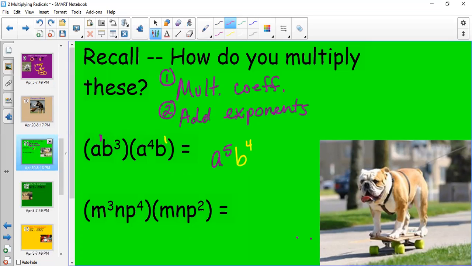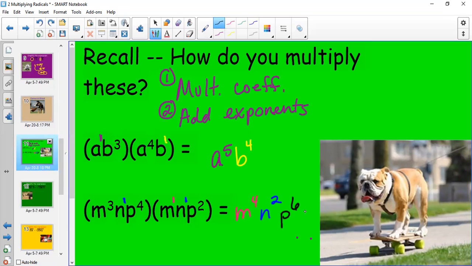On the one below, we had that ninja one again, so that'd be m to the 4th. The n's, we had 2 ninja ones, there's one and there's one. We had 2 n's, n to the 2nd. And last, we have p to the 6th, 4 plus 2.